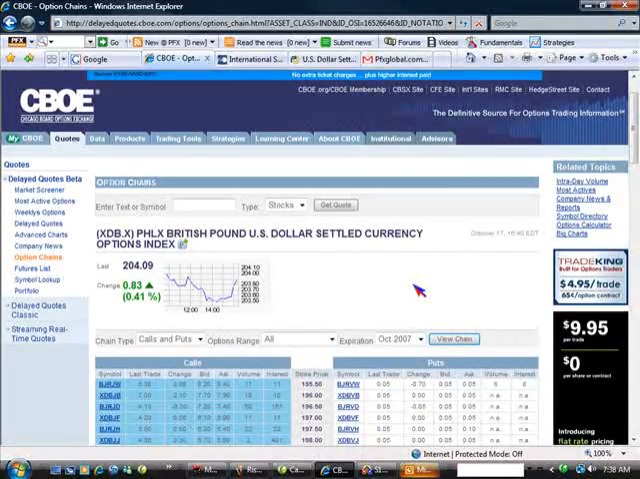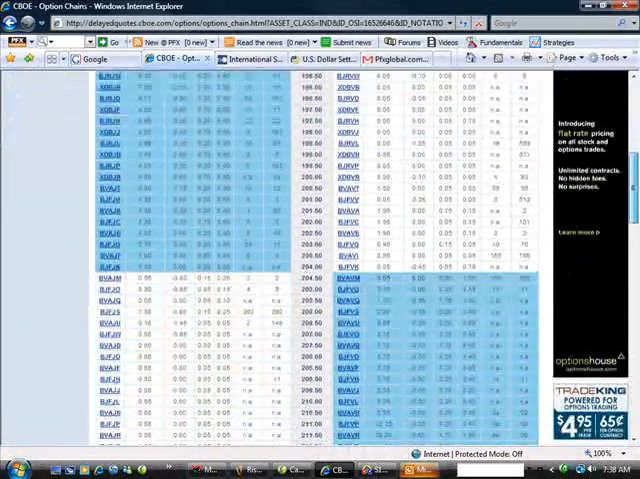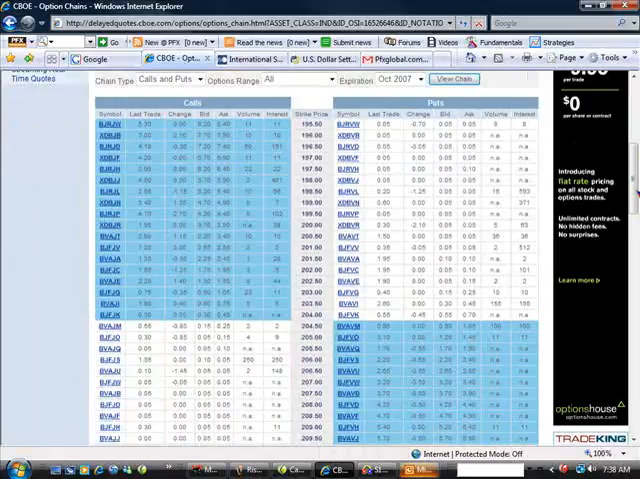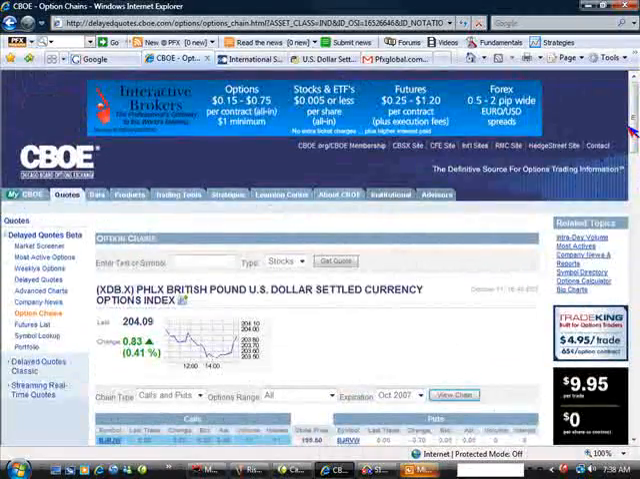And surf around on CBOE, and you'll see other option brokers advertising. I'm just going past one right here. They're not too bad, and try them out. Most of them will let you try a paper trading account and see what you like.